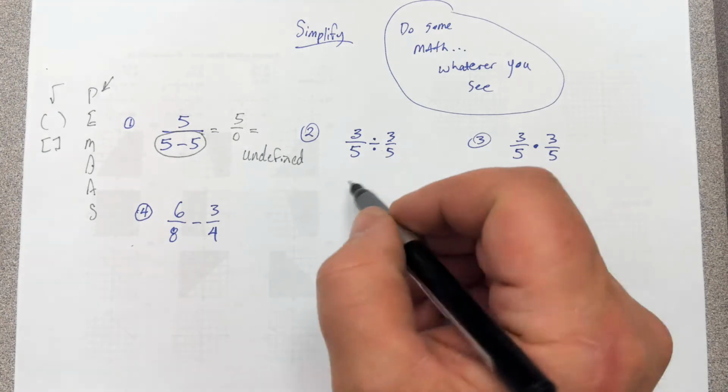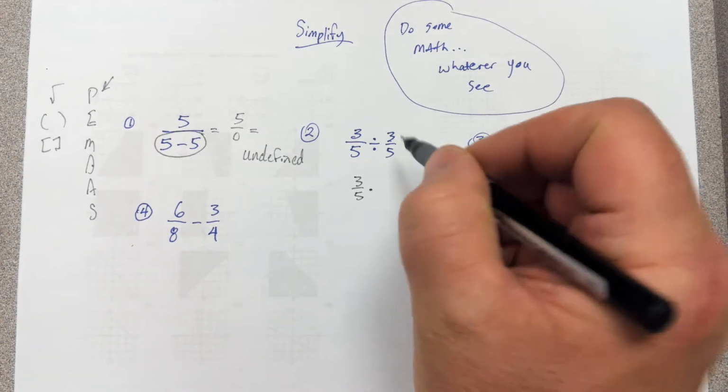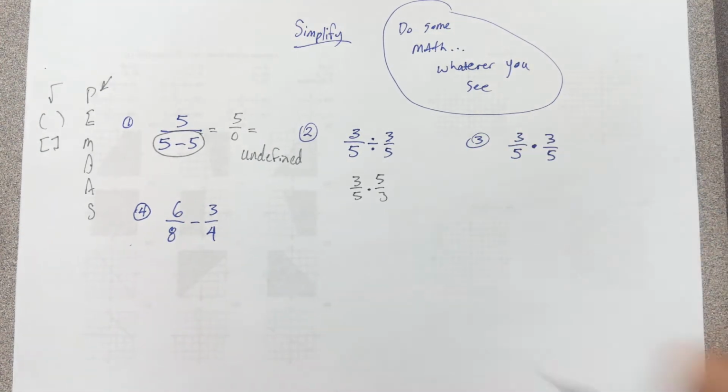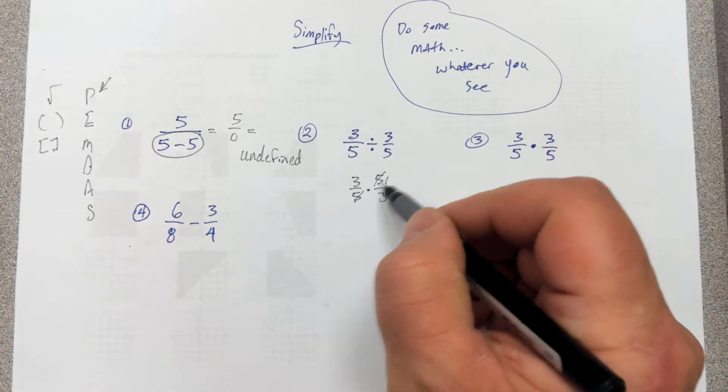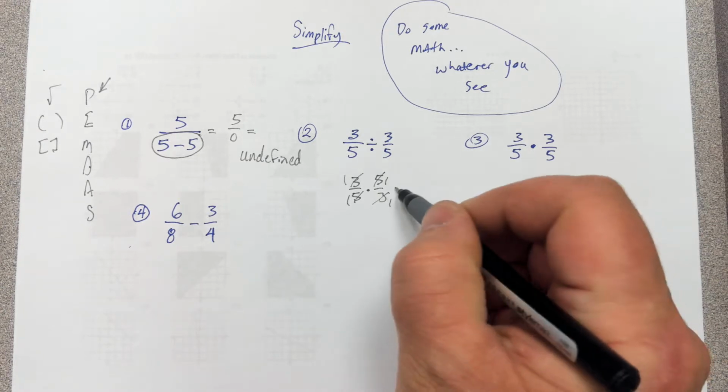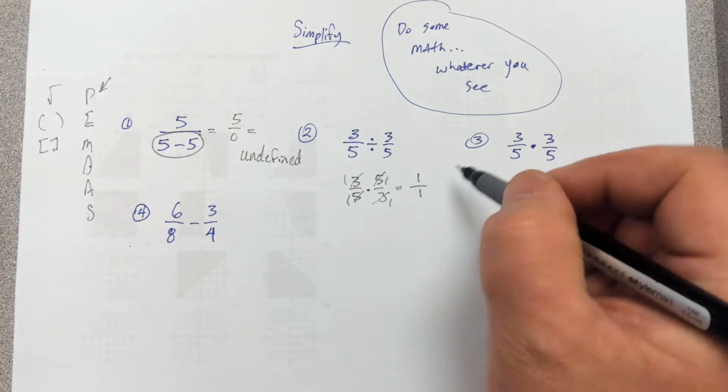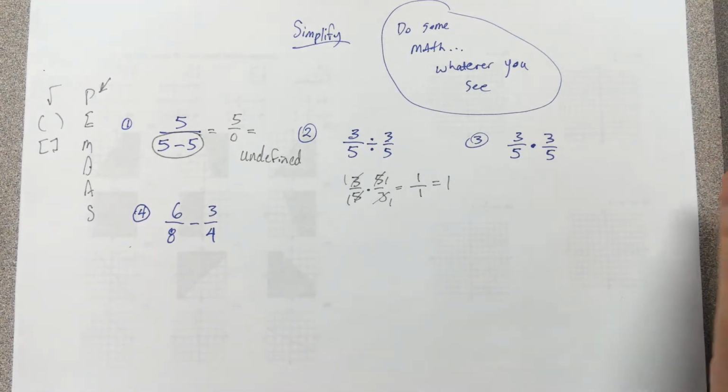Now the way we divide is we multiply by the reciprocal, so I'm going to multiply, flip it over. Oh, now let's reduce before we multiply. See, 5 goes into 5 one time. 3 goes into 3 one time. 1 times 1 is 1. 1 divided by 1 is 1. It's 1.